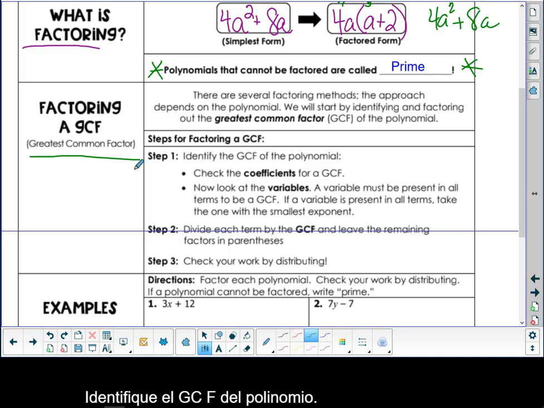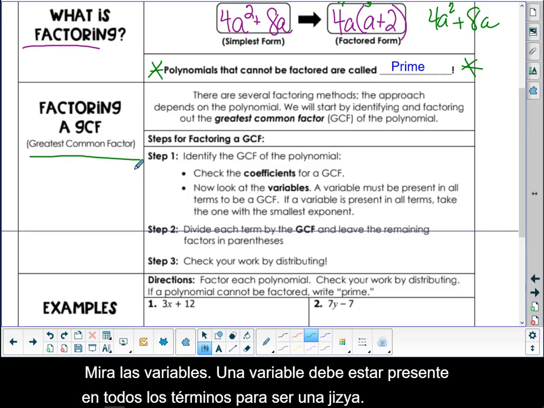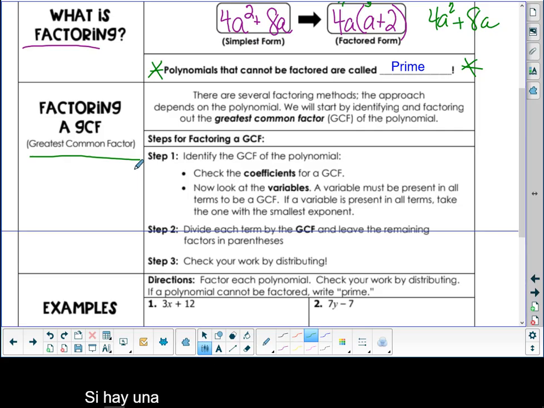Check the coefficients for a GCF. Now, look at the variables. A variable must be present in all terms to be a GCF. If a variable is present in all terms, take the one with the smallest exponent.